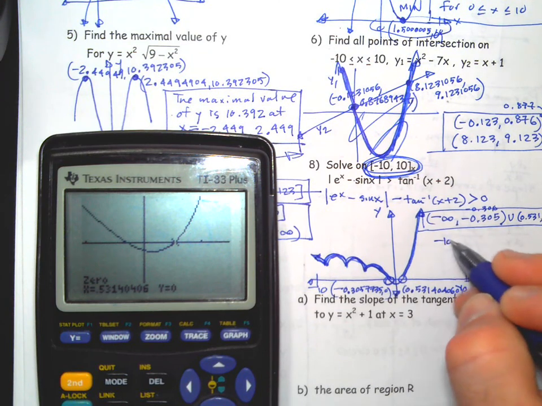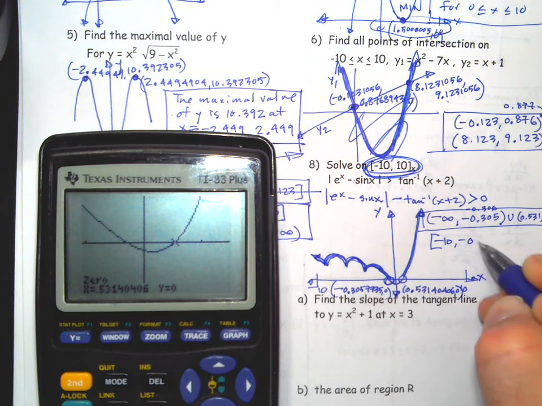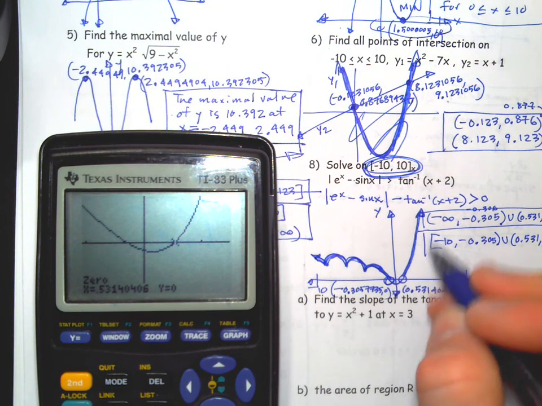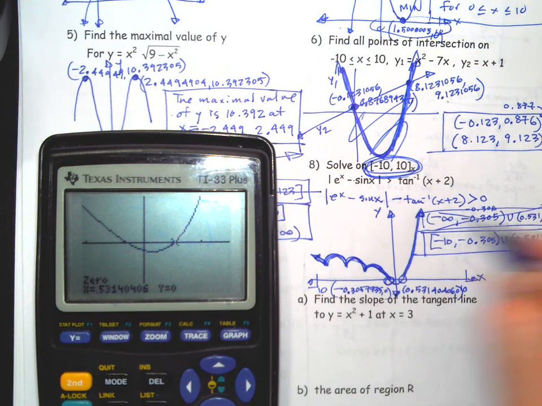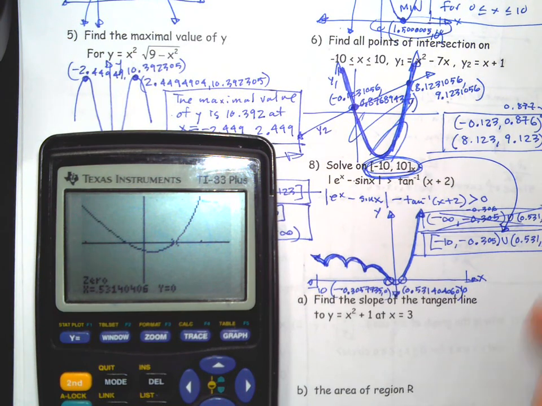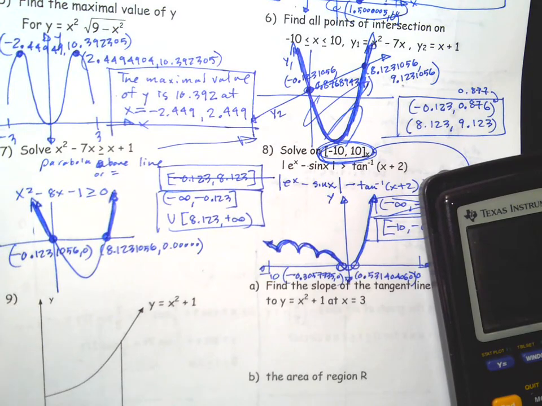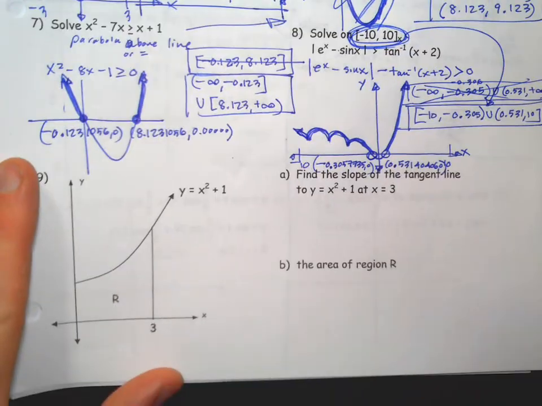So we need to break it off at -10, and that should be a bracket because it is true at -10. And 0.531, comma, positive 10, bracket. So this is the answer because of that restriction. If they didn't have that restriction, then you would give that first answer. So you have sketches like this.